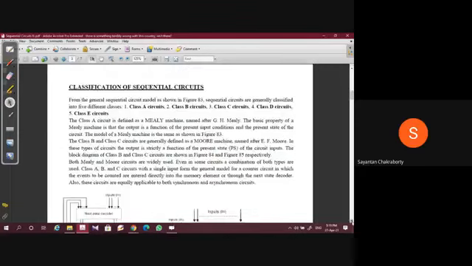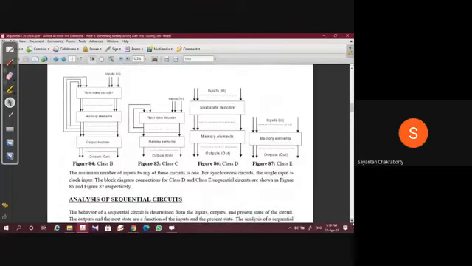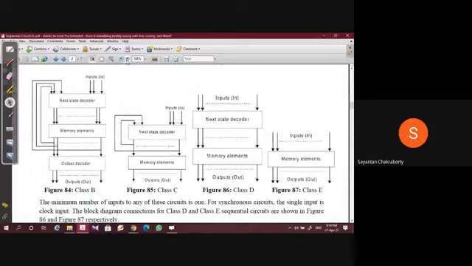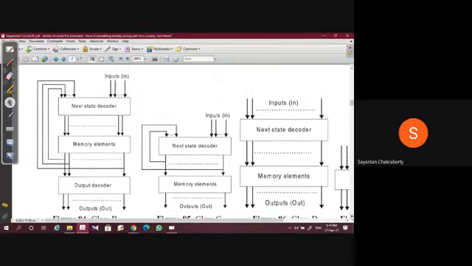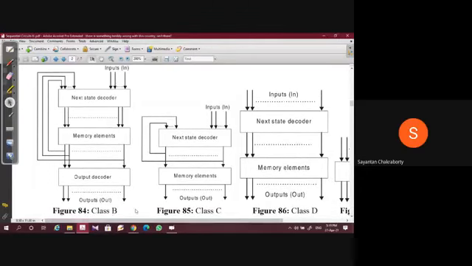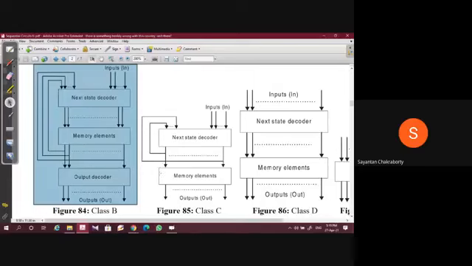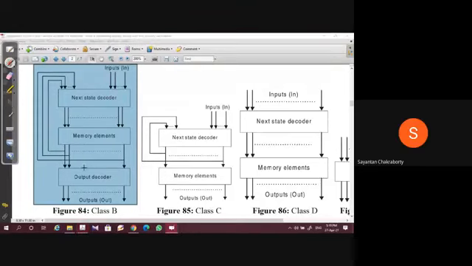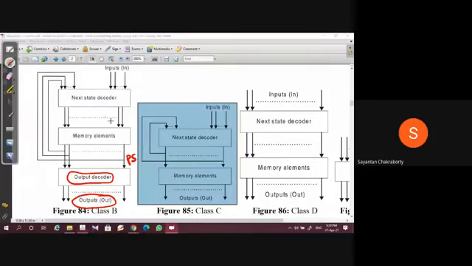I'll go through them very briefly because they're only very trivial things. I'll zoom in a bit so that you can see. Let us concentrate on circuits B and C. If you see this model, what is happening? The output decoder is generating output based only on the present state. The output doesn't depend on the inputs at any instant. Similarly, in the class C model, there is no output decoder actually. The output is nothing but your present state.